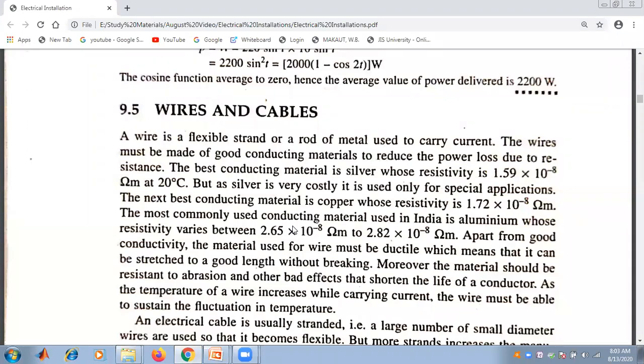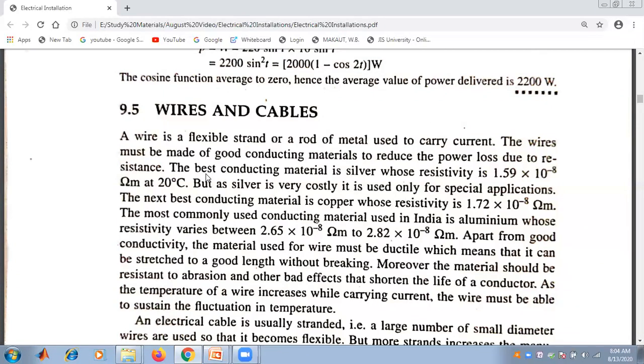So the wires and cables. A wire is a flexible strand or a rod of metal that is used to carry current. The wires must be made of good conducting materials to reduce the power loss due to resistance.